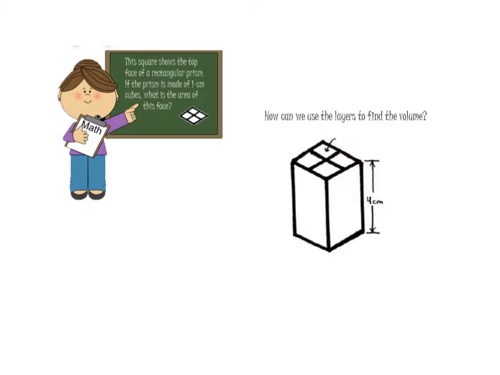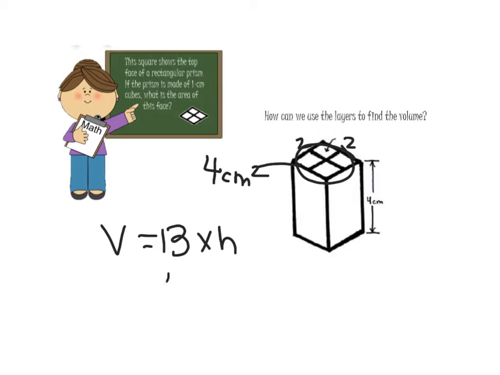This square shows the top face of a rectangular prism. The prism is made of 1 centimeter cubes. What is the area of this face? Right here is a 2 by 2 section. So it's 2 times 2, which is 4. So the area of this entire face is 4 centimeters squared. And we know that the formula for volume can be base times height. If the base is 4 and the height is 4, you do 4 times 4. So the volume is equal to 16 cubic centimeters.